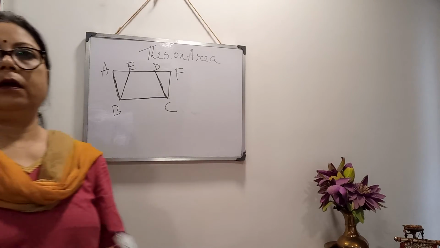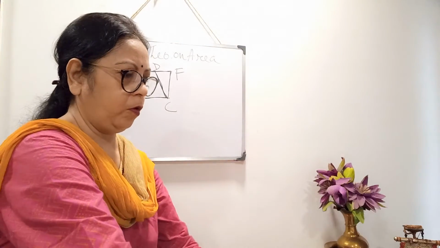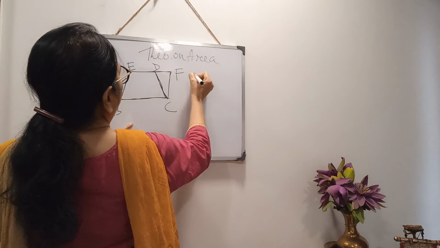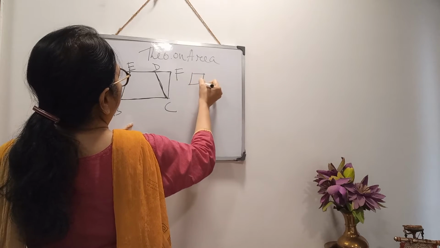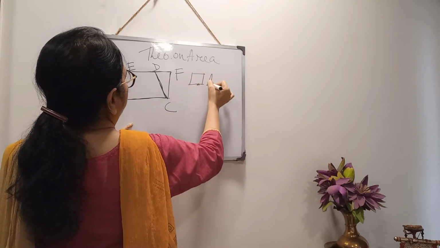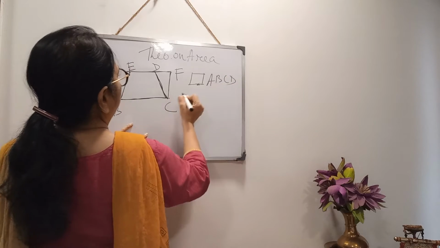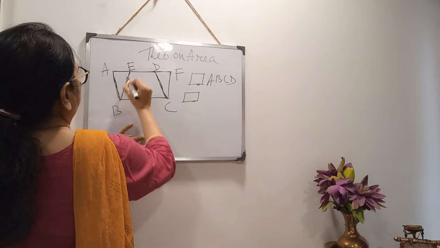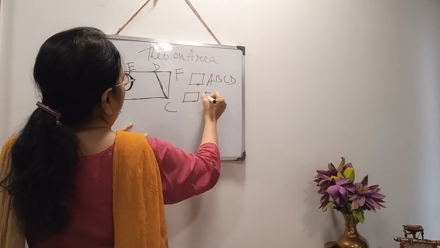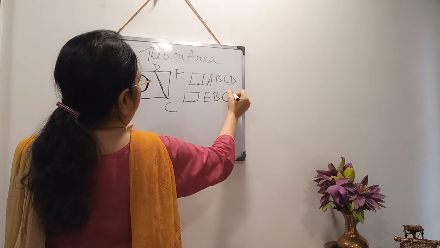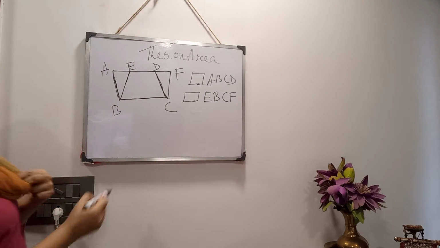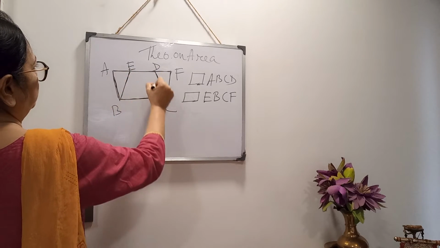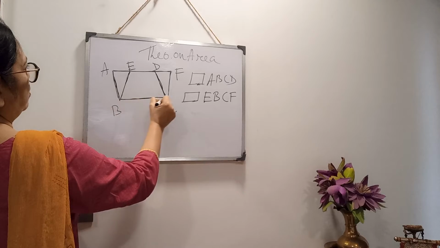You have seen that there are two parallelograms. One is A, B, C, D. I am writing the names of the parallelogram. This is the symbol of parallelogram. A, B, C, D. And another parallelogram is E, B, C, F. Sorry, E, B, C, F. So you see, first this parallelogram A, B, C, D. This is one parallelogram. And another is E, B, C, F.